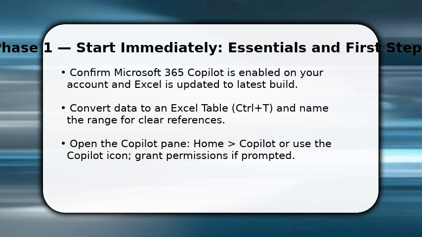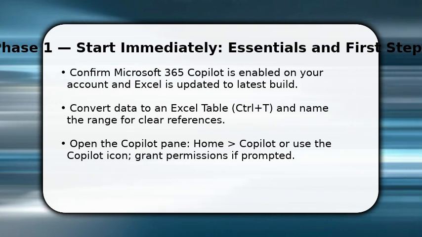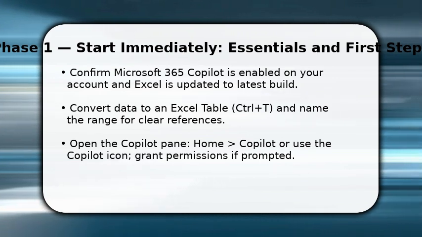Enjoy the video. You'll start by confirming Copilot is active on your Microsoft 365 account and that Excel is fully updated. Once done, convert your raw data into an Excel table, use Ctrl+T, and give that table a clear name so Copilot can reference it accurately.